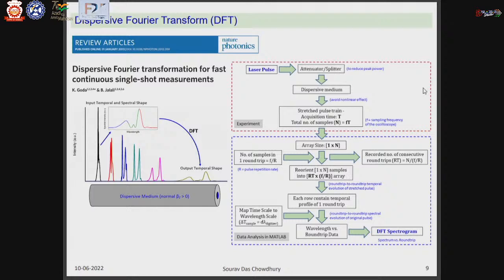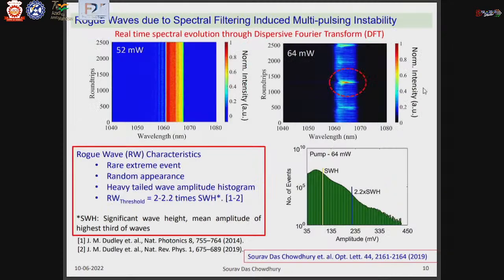So as I am using dispersion to do real-time Fourier transform, this is called the dispersive Fourier transform method. There is a whole computer algorithm to do this mapping from the time domain to the frequency domain. Through DFT, what I see is that at low power, when the spectrum is rectangular, the real-time pulse spectrum is very stable from round trip to round trip. These are 2500 consecutive pulses, and they are very stable.